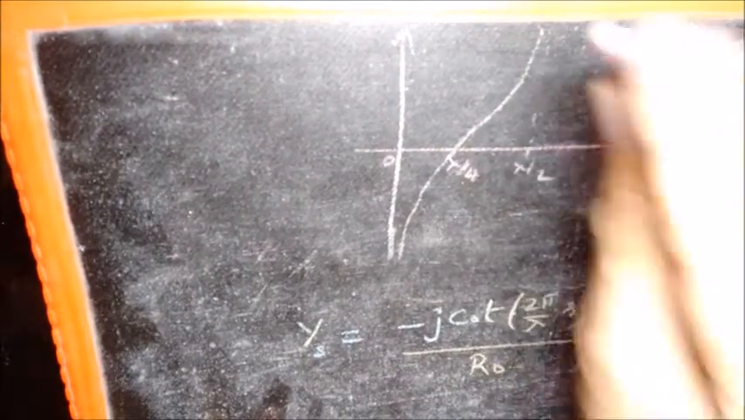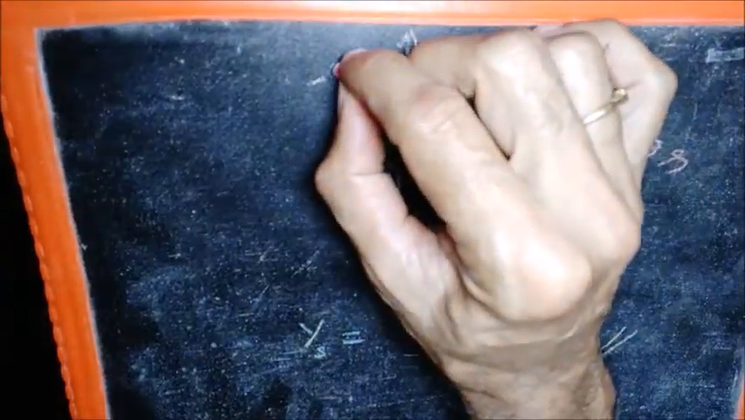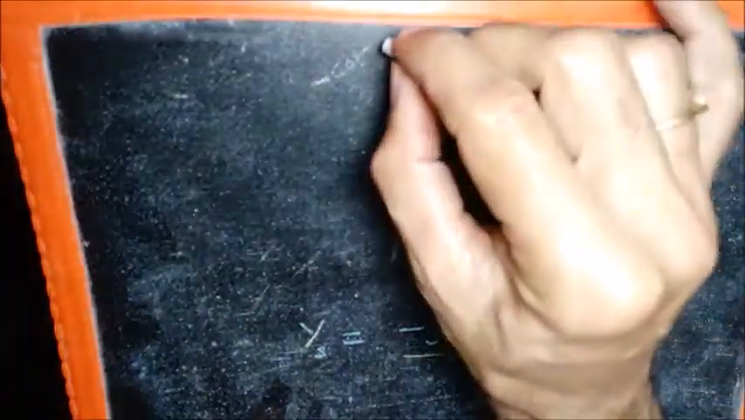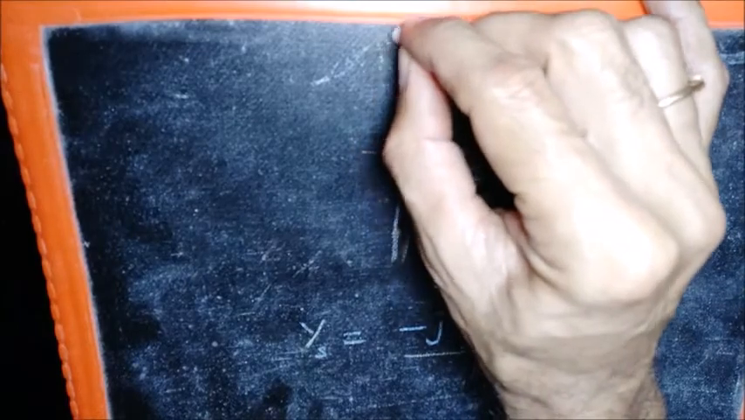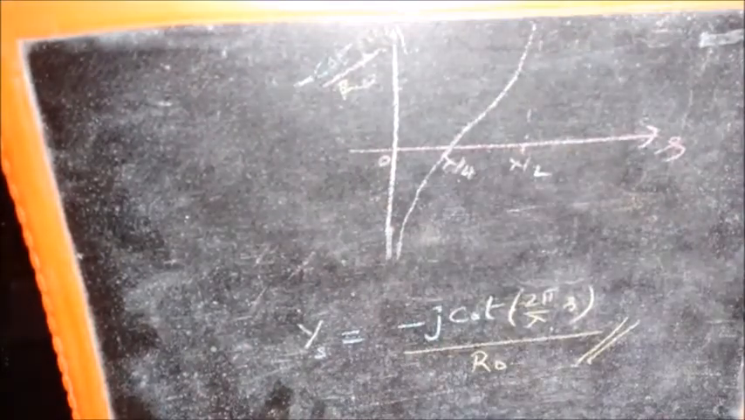And what we have plotted here is minus cot. So what is plotted is the imaginary part of the admittance, minus cot beta S by R naught. Anyhow, let it be there.